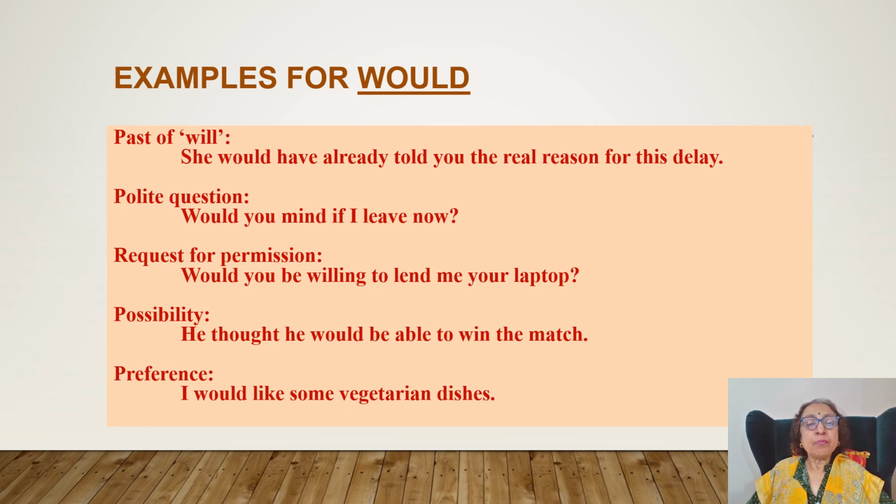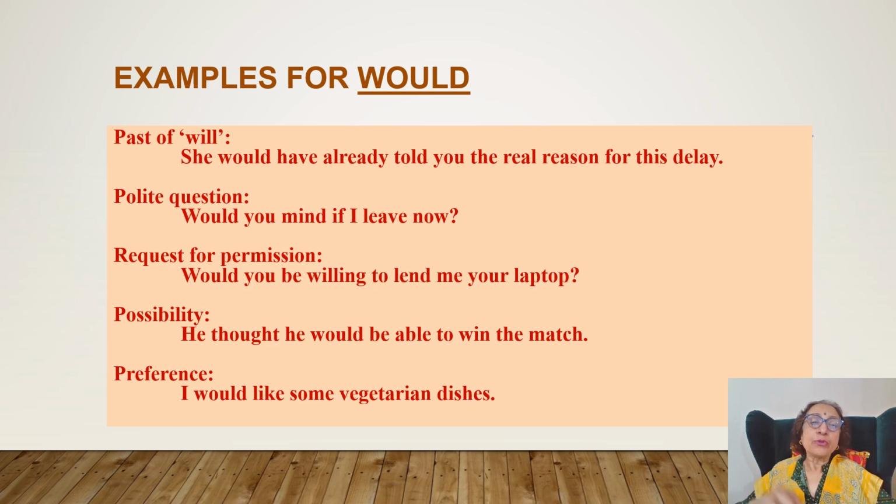And then you have the polite question. Would you mind if I leave now? Would is the verb which is used maximum for asking polite questions. Then request for permission. Would you be willing to lend me your laptop? Then you have possibility. He thought he would be able to win the match. Preference. I would like some vegetarian dishes. So you don't want to eat everything, you want only something vegetarian.